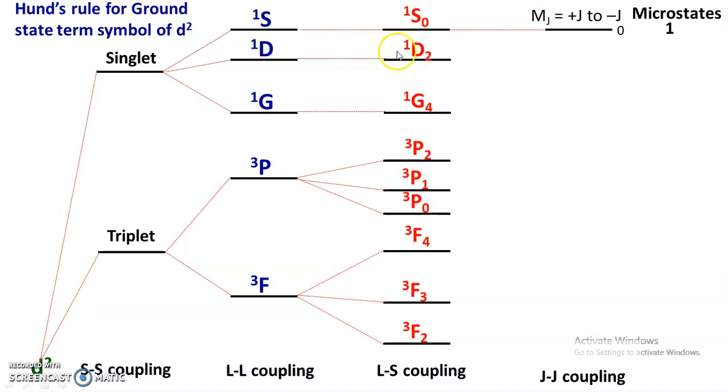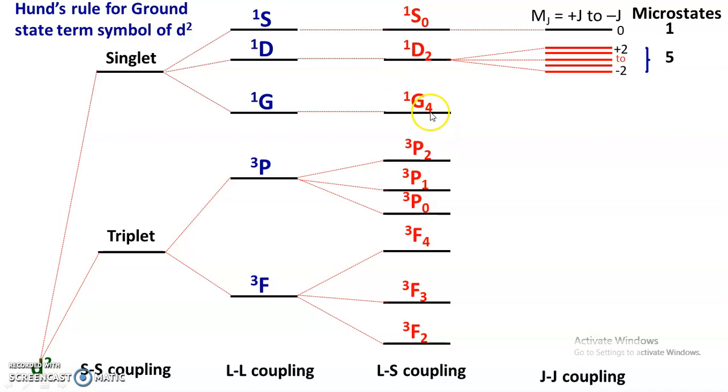Now for 1D2, the value of J is 2, and a J value gives 2J plus 1 fold degeneracy. As per this formula, when J is equal to 2, then 5 mj values are possible, and these 5 mj values are plus 2, plus 1, 0, minus 1, minus 2. So these are the 5 energy states or microstates for 1D2.